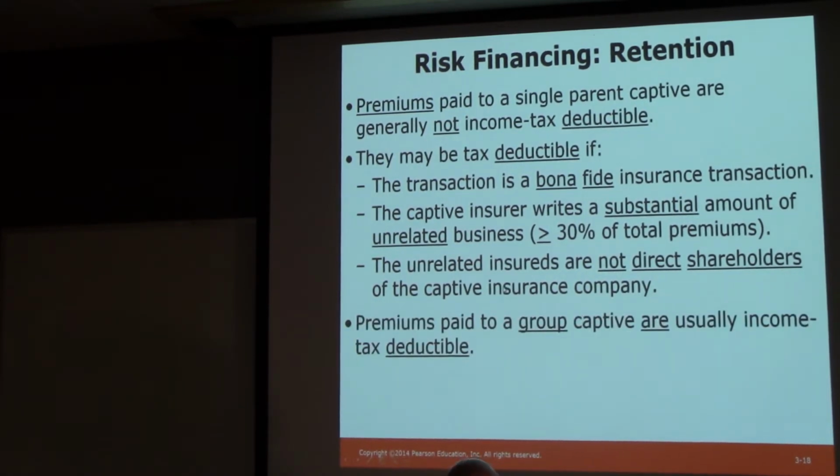And tax deductibility is really important. Premiums paid to a group captive are usually income tax deductible. So you can have a one-parent captive and get a deduction if you structure it right, and if you have a group captive insurance, then those premiums are deductible.